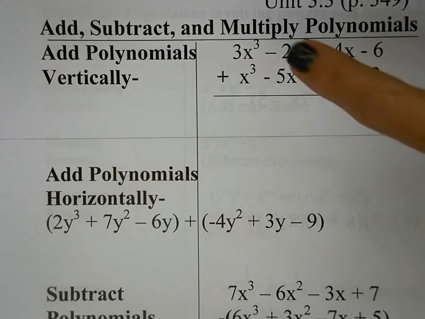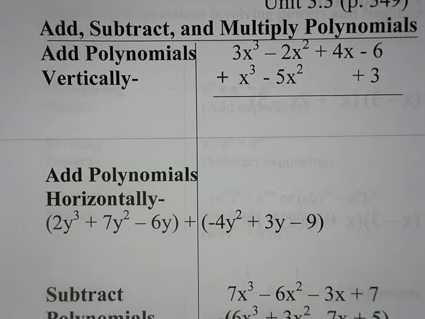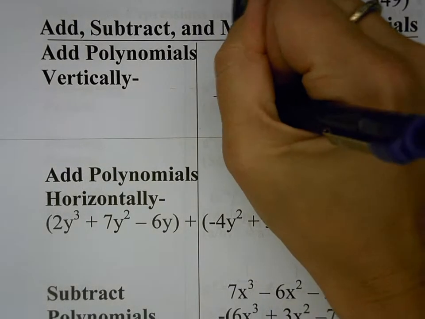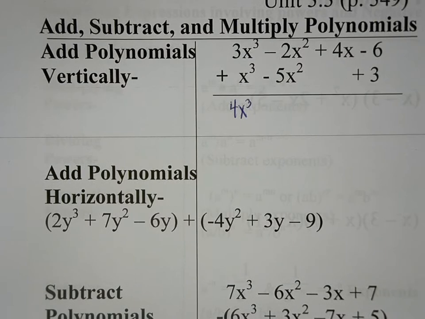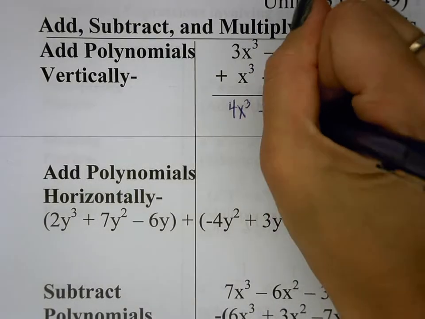So if we go through here, 3x cubed and x cubed is what? 4x cubed. What do you do when you have two negatives? Add and pick the higher number. You add and it stays negative. So negative 5 and negative 2 make negative 7.